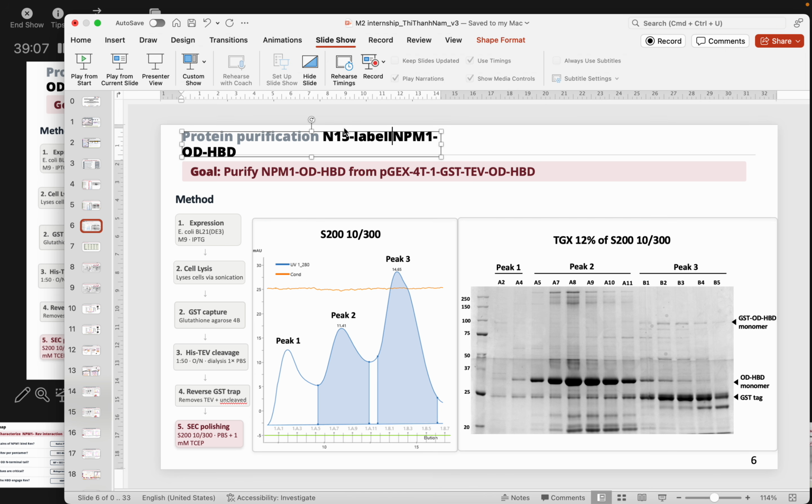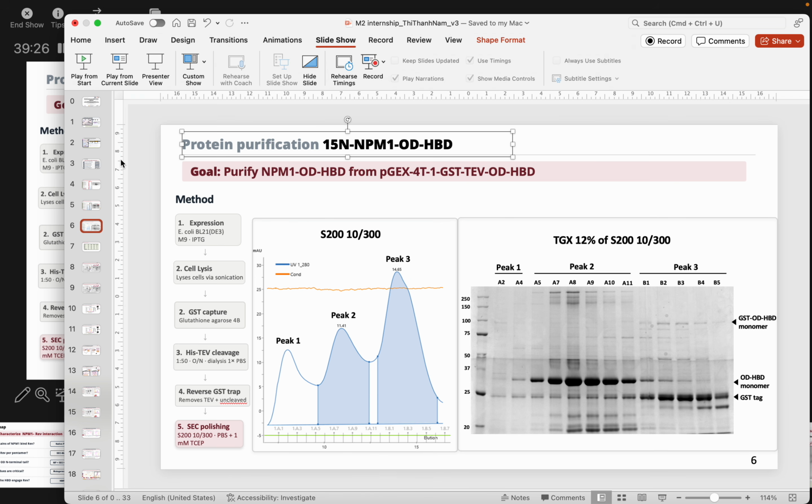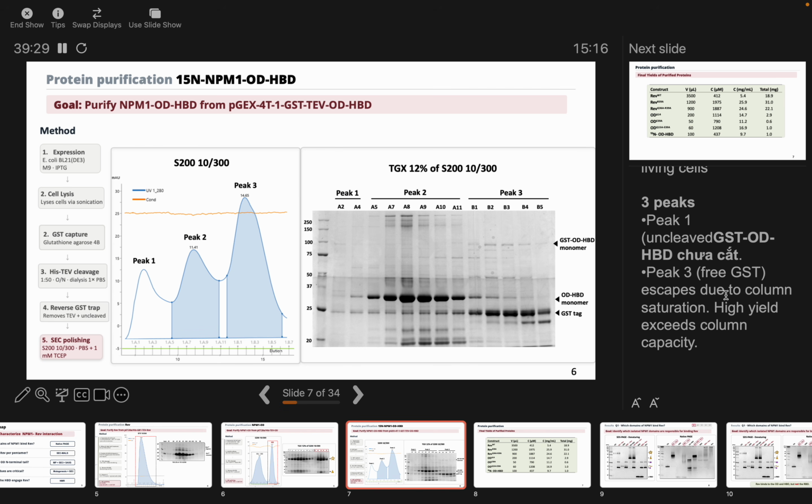If you mention N15, I think it's usually 15N. Yes, exactly. And do you really have 3 peaks like this? Yeah. More, actually 4, but I only ran the gels with 3 peaks, so I only show 3.